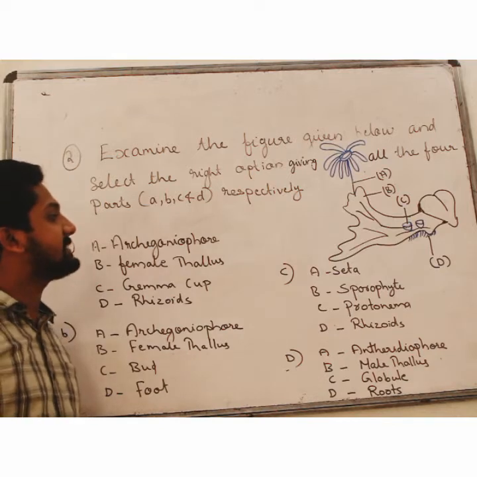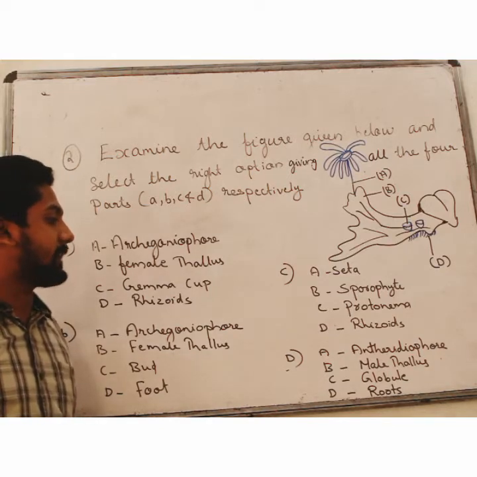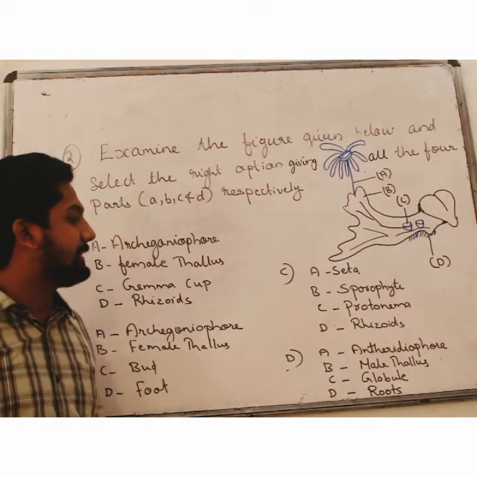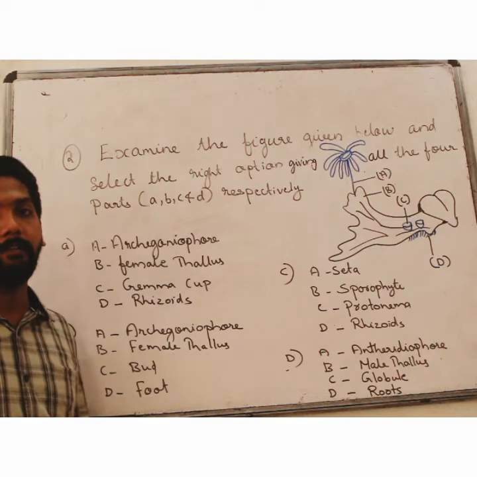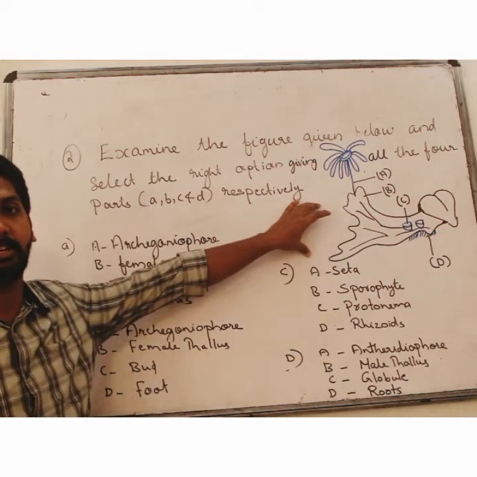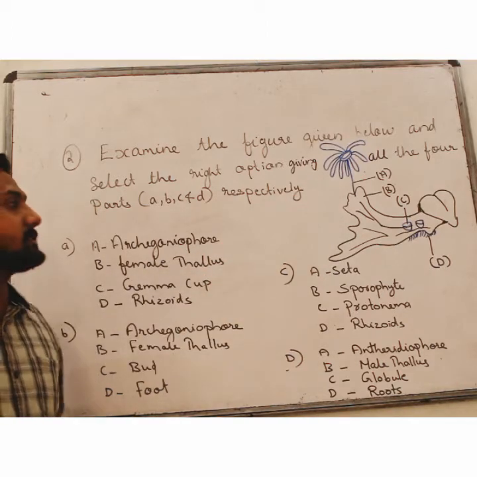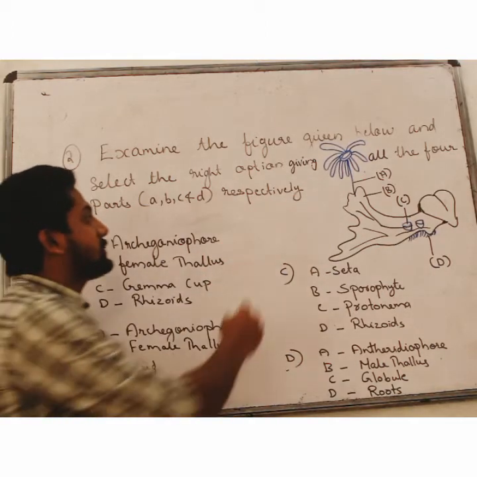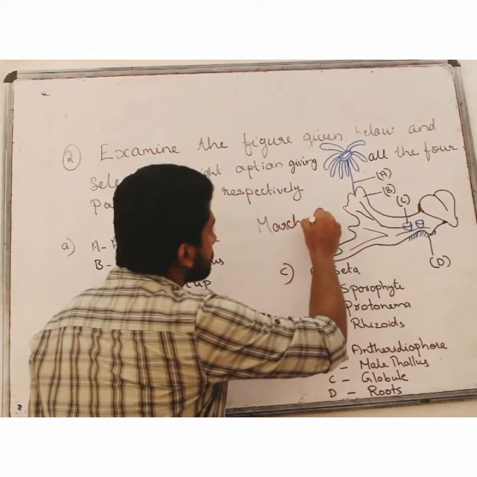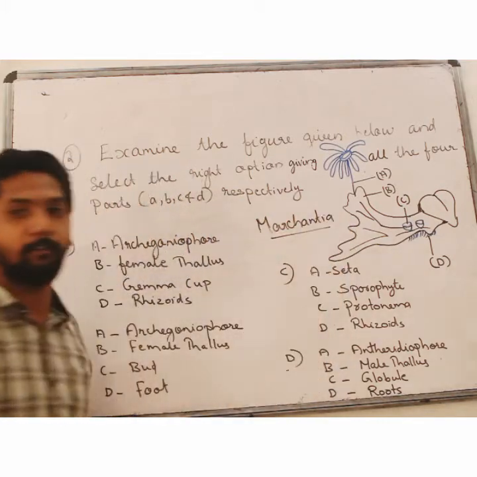Option C: A, seta, B, sporophyte, C, protonema and D, rhizoids. Option D: A, antheridiophore, B, male thallus, C, globule and D, roots. For this particular question, we know this structure. We have the correct diagram in your NCERT text. This is the structure of a bryophyte called Marchantia.